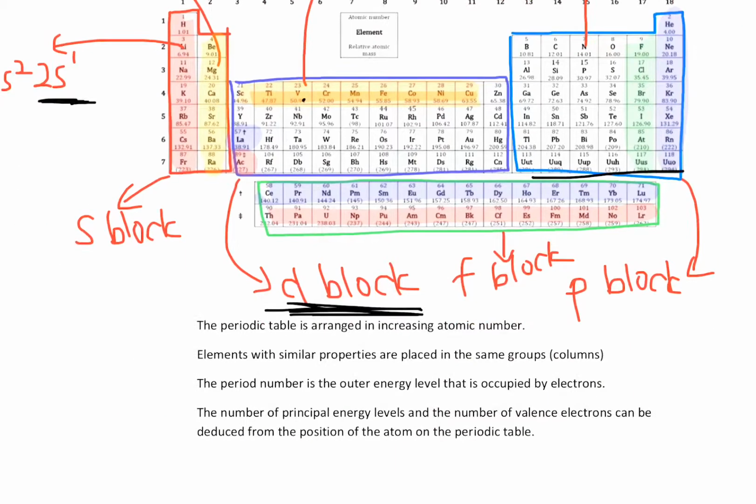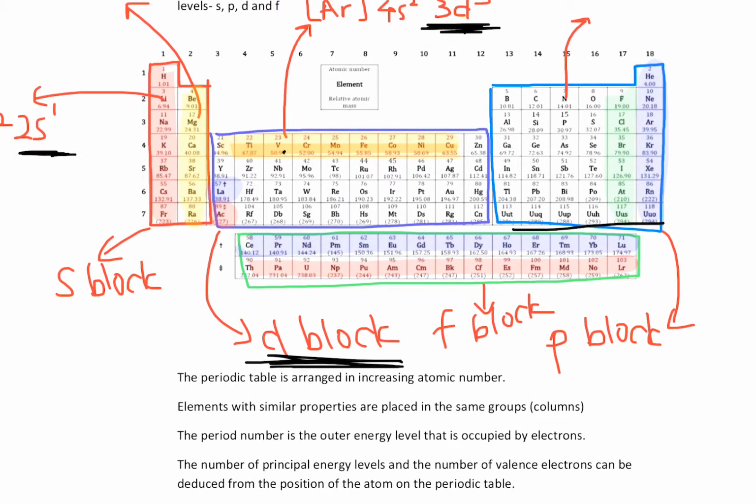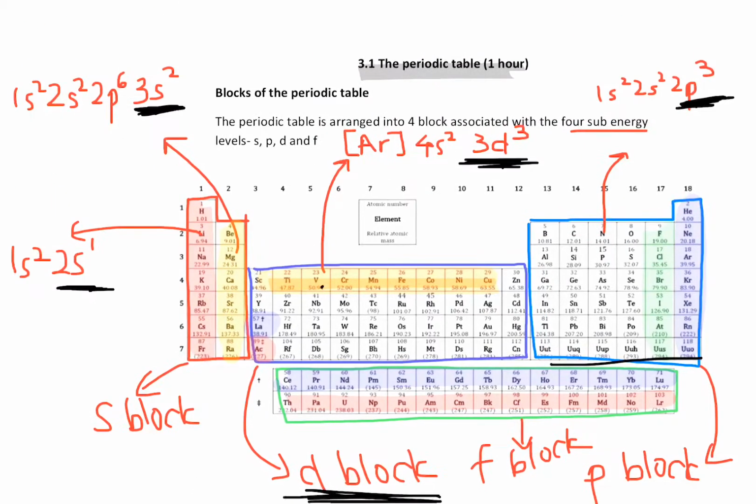Okay, so the periodic table is arranged in increasing atomic number. This you already know. You already know that elements with similar properties are found in the same group. So you have all the different groups here. The different groups are listed over here.